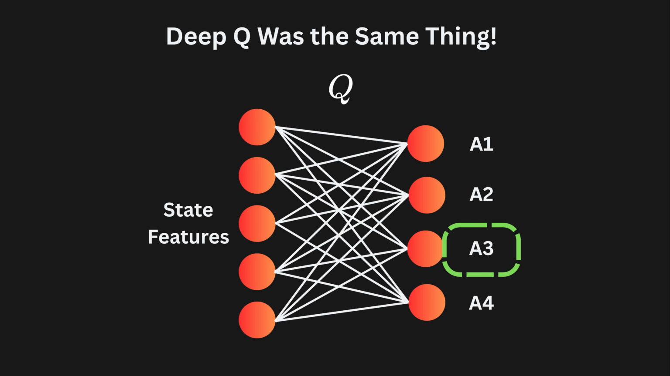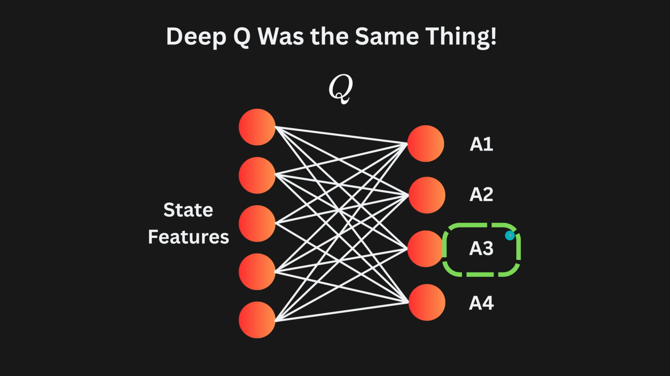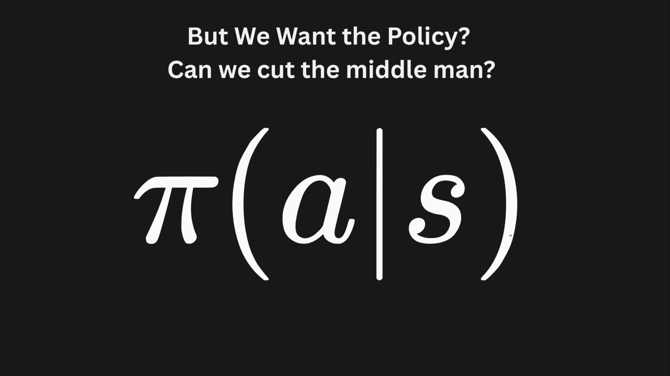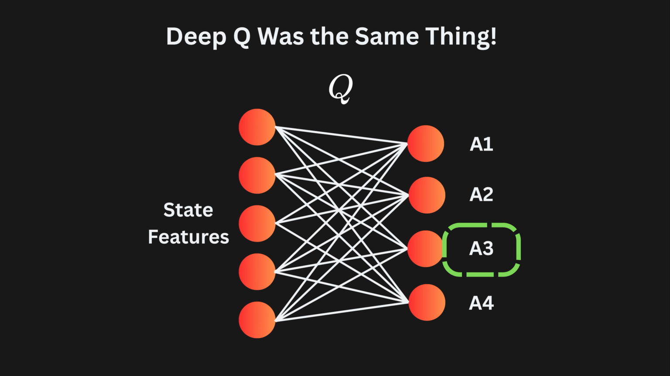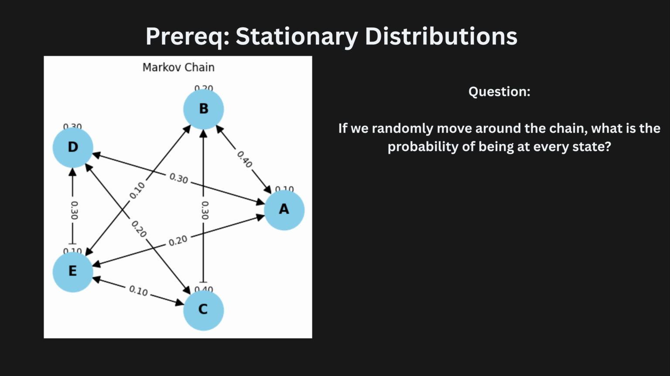And in deep Q-learning, it was exactly the same thing. Instead of having a table, we had a neural network, but the neural network took some state features. It predicted some Q values for the different actions, and then we selected the action with the highest Q value, and that's all that we did. But what we want is the policy. Right? What we want is the policy, not the Q values. We just care about the policy. So the question is, is there a way to avoid the Q values altogether? Can we just update our policy?